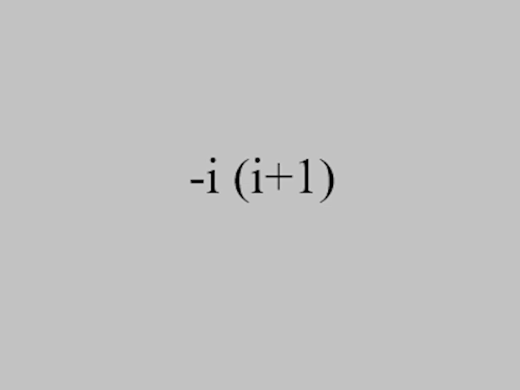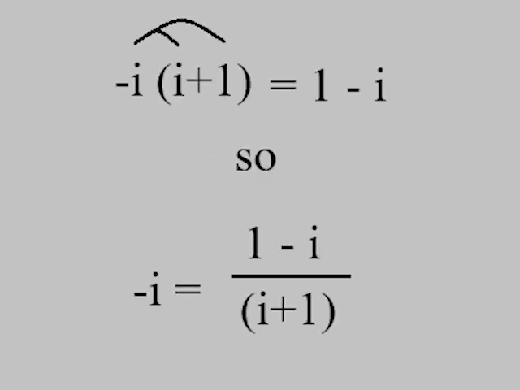Though it may seem odd, let's start our derivation with this expression here. Negative i times the binomial i plus 1. If you multiply this expression out using the distributive property, you get 1 minus i. And if we divide both sides by i plus 1, we get an interesting formula for negative i.